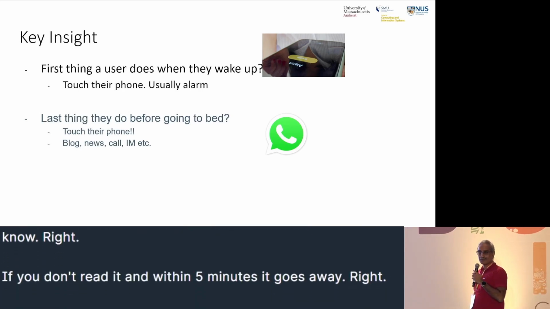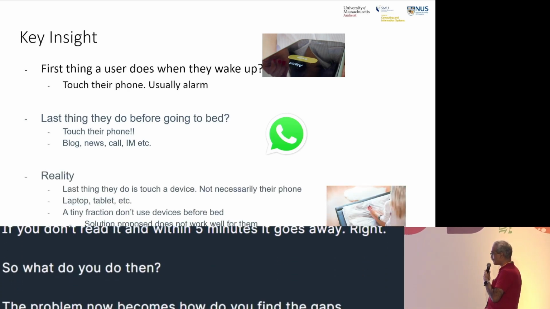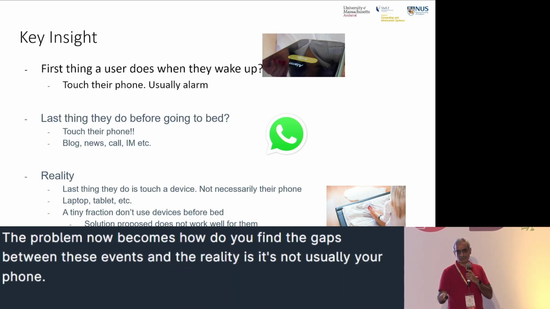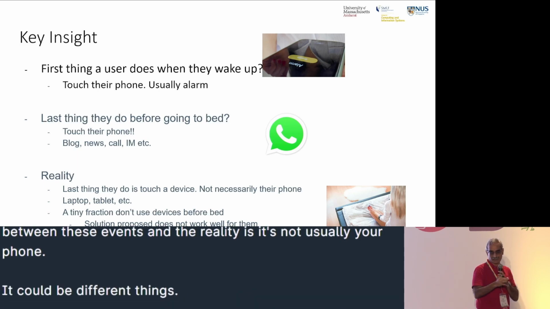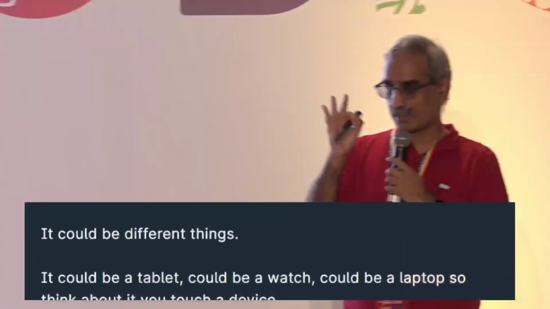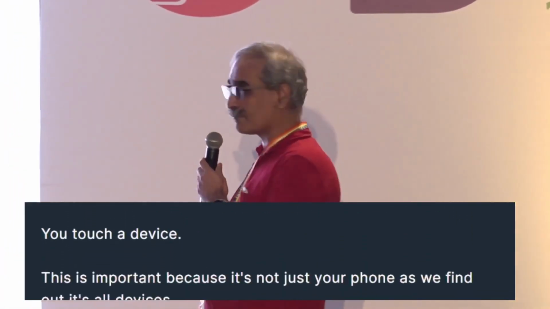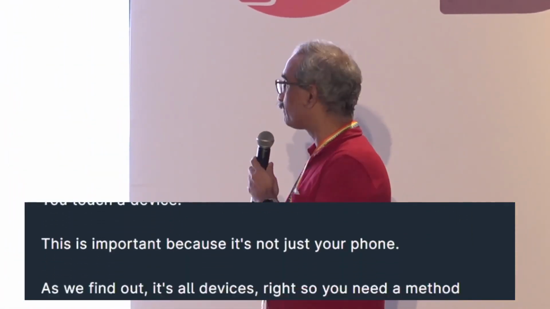The problem now becomes how do you find the gaps between these events, okay? And the reality is it's not usually your phone. It could be different things. It could be a tablet, could be a watch, could be a laptop. So think about it, you touch a device. This is important because it's not just your phone, as we find out. It's all devices, right? So you need a method that works across all devices.